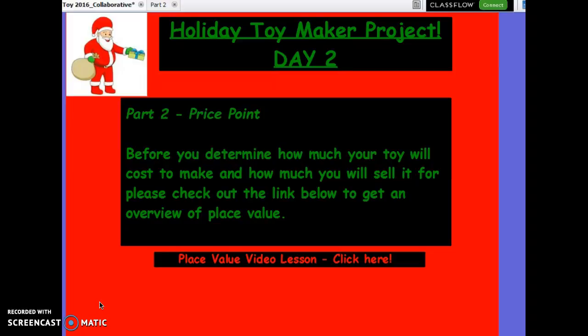However, before you get started on part 2, make sure that you have checked out the video on place value to refresh your memory on how to use place value accurately and effectively for this part of the project. If you forget what place value is or how to use it, this video will help you. Even if you think you know, you have to watch this video first just to make sure that you have a refreshed memory before you jump into part 2 of the project.